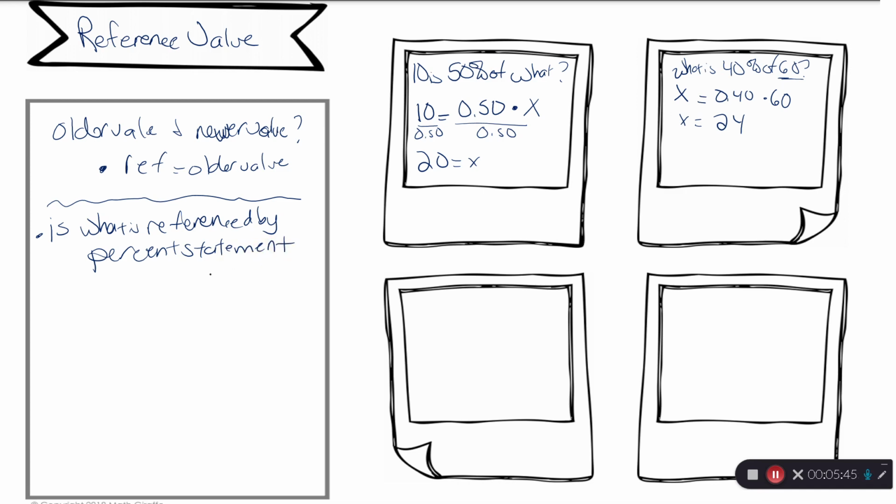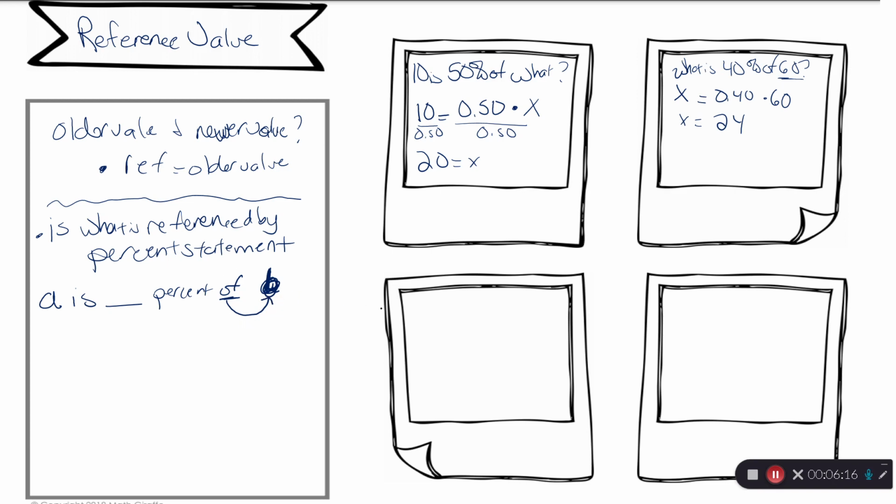So if this is in standard grammar, you'll see things like "whatever is a certain percent." I'm going to use "of" because that's what we're doing, but this could say percent greater than, percent less than, percent whatever. Let's go with B. So this percent statement, in this case "of," is referencing B. That makes B the referenced value.